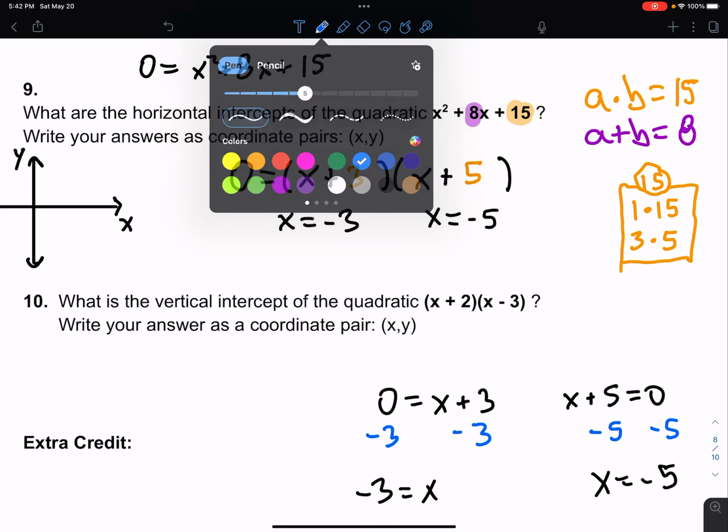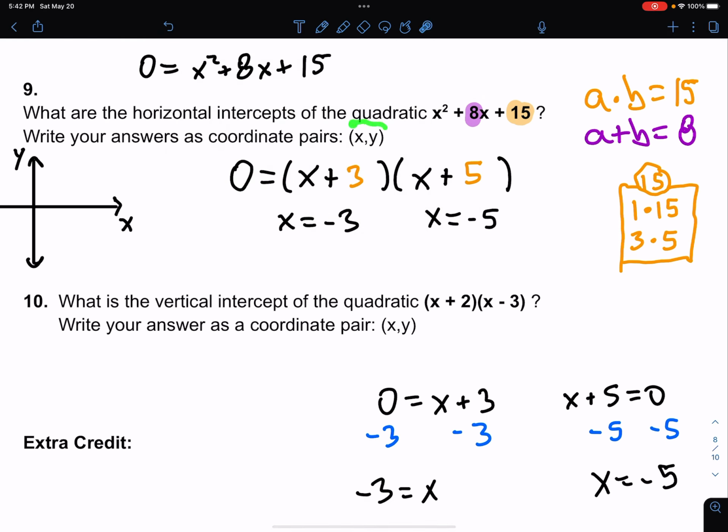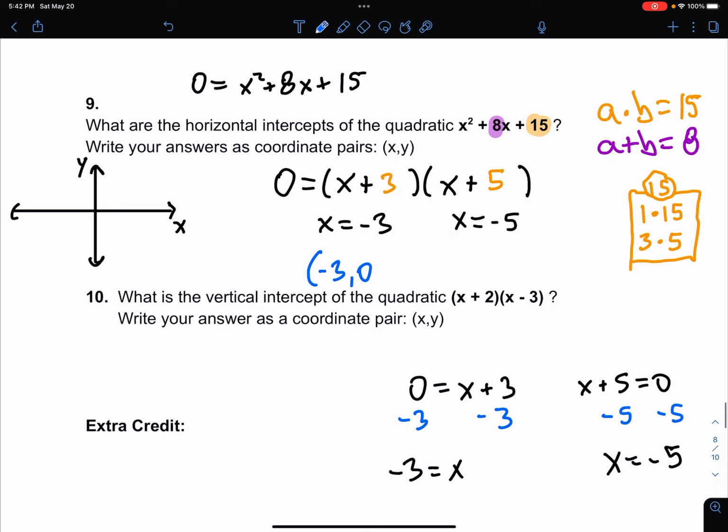And so here, but look, I said right here, a lot of people have a really hard time writing their stuff in coordinate pairs, and I'm giving it to you. I'm telling you right here, x is on the left, y is on the right. It's not that complicated. Please write this as a coordinate pair for me. All right, x goes on the left. When x is -3, y is going to be 0. And when x is -5, y is going to be 0. So if we plotted these two, it would look something like that on the graph.